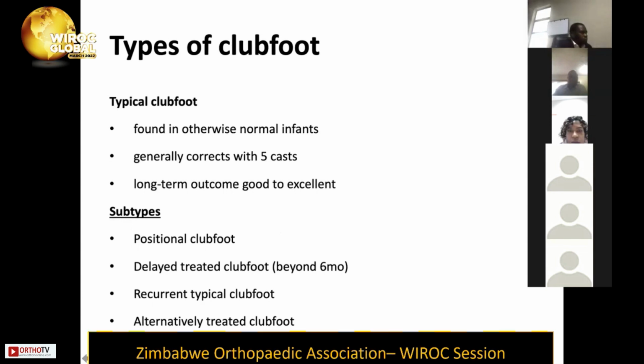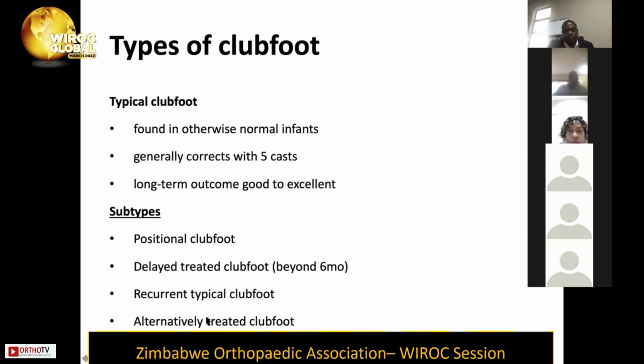For the types of clubfoot, they are essentially divided into typical and atypical clubfoot. So the typical clubfoot is the one that is found in otherwise normal infants, and it generally is easier to correct, and this can happen with 5 casts or in and around 5 casts, and the long-term outcome with concerted management is good to excellent.